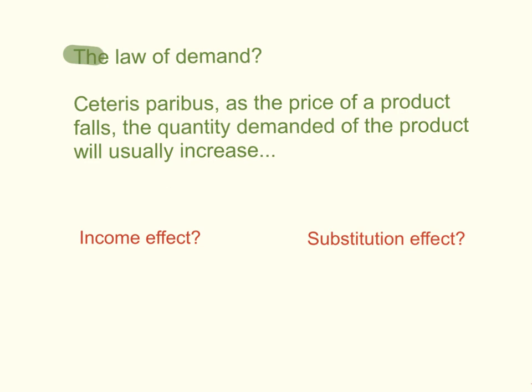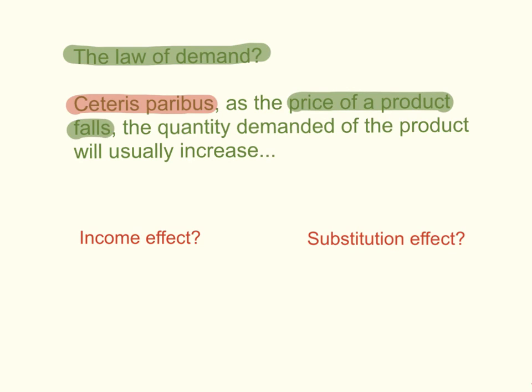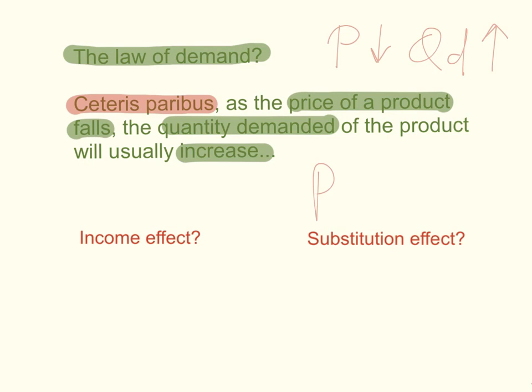So, what's the law of demand, or what is this whole demand theory about? Well, basically, the law of demand states that ceteris paribus, which means other things held constant, as the price of a product falls, the quantity demanded of that product will usually increase. So, ceteris paribus, as price falls, quantity demanded will increase. As price rises, quantity demanded will fall. For both of these conditions, it's important to hold the assumption of ceteris paribus, which means other things held constant.